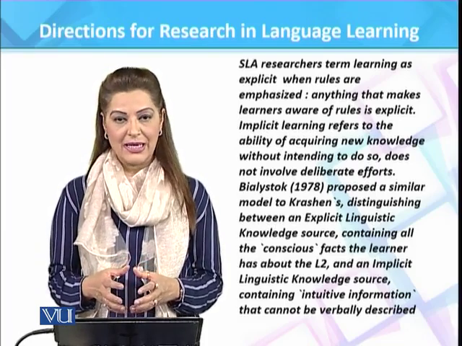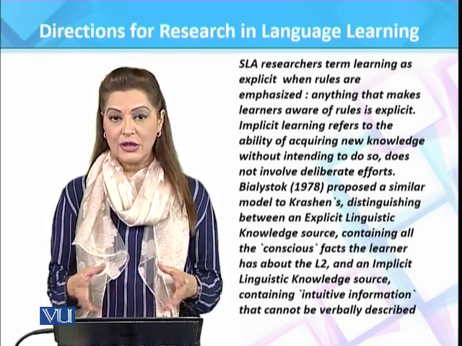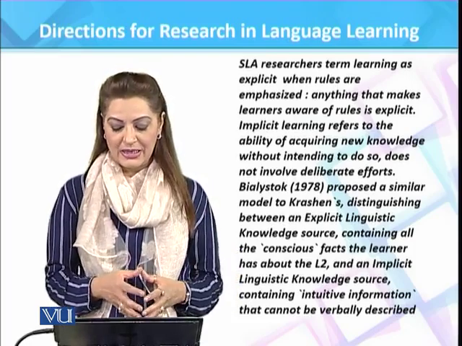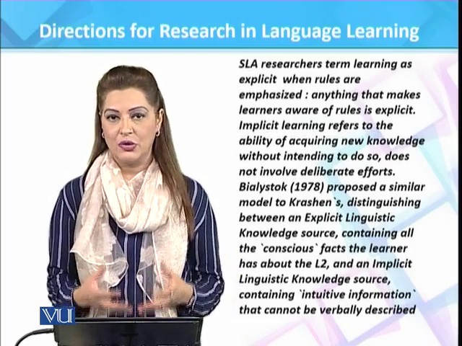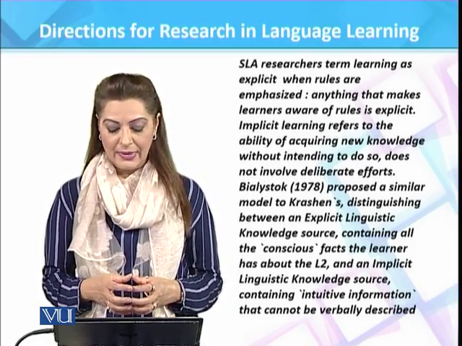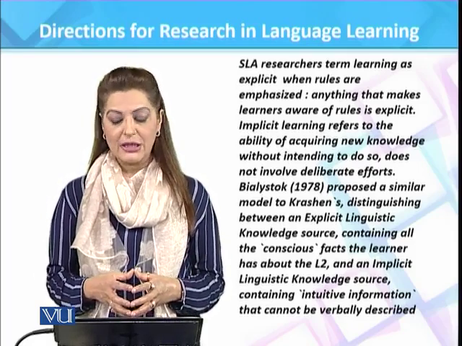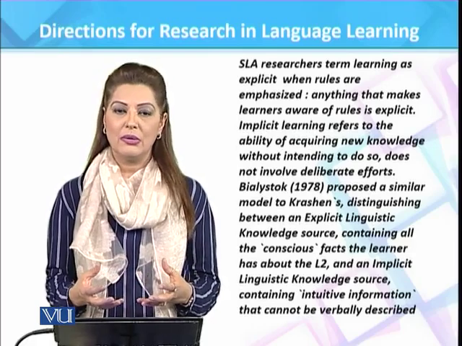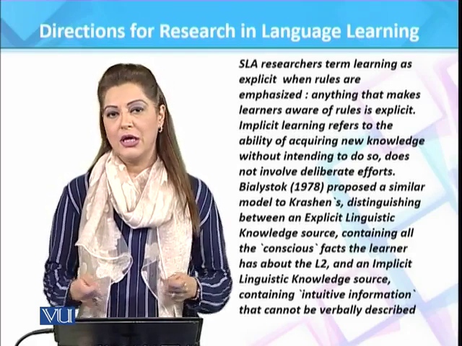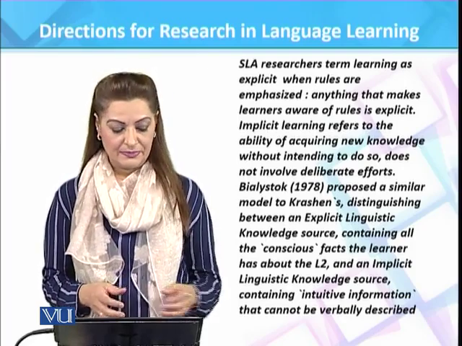So Bialystok has also given a model similar to Krashen's, distinguishing between explicit and implicit linguistic knowledge. Explicit means that it contains the conscious process of learning or acquiring. And the implicit linguistic knowledge source is intuitive information. It's more based on instincts. It's intuitive. There is no conscious process involved in implicit linguistic knowledge.